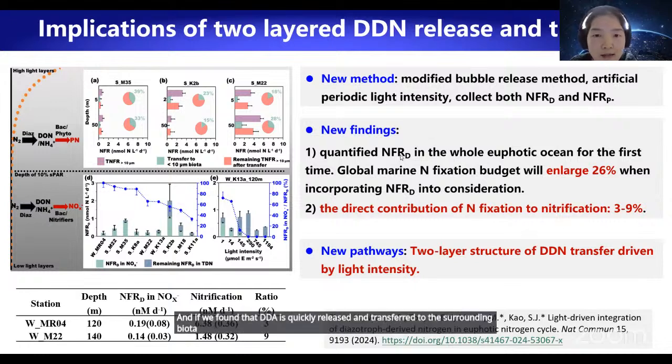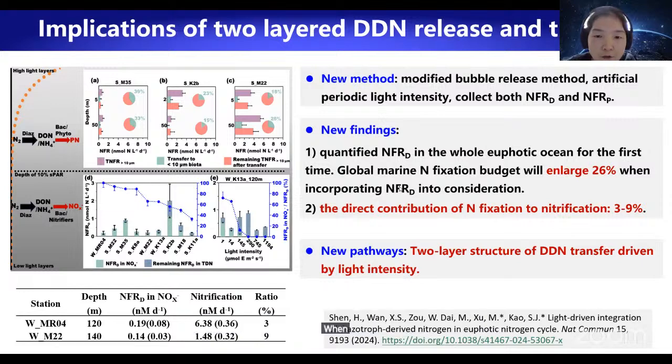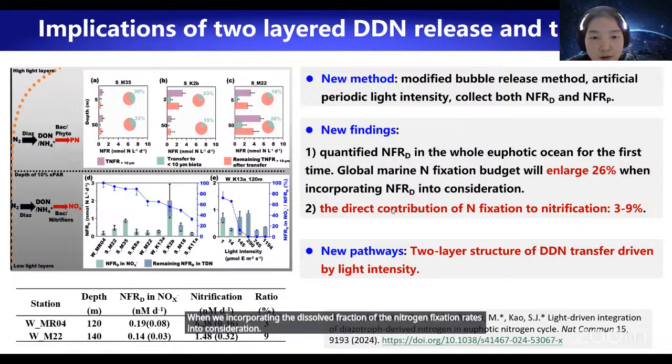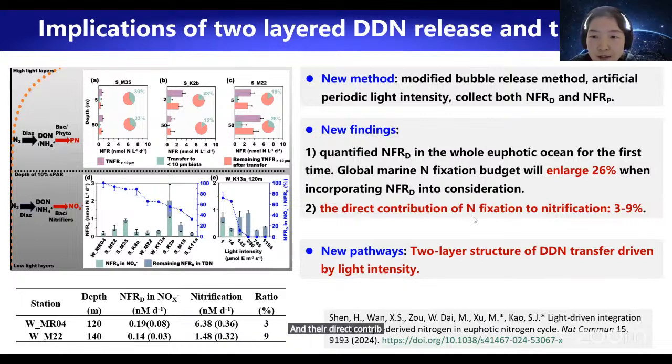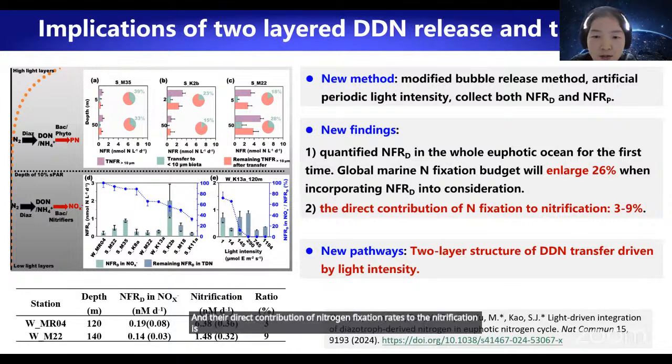And we quantified the dissolved nitrogen fixation rates in the whole euphotic ocean for the first time, and the global marine nitrogen fixation budget will enlarge 26% when we incorporate the dissolved fraction of the nitrogen fixation rates into consideration. And the direct contribution of nitrogen fixation rates to nitrification is around 3 to 9%. And this is the first time that we proposed a two-layer structure of DDN transfer, which is driven by light intensity in the euphotic ocean.